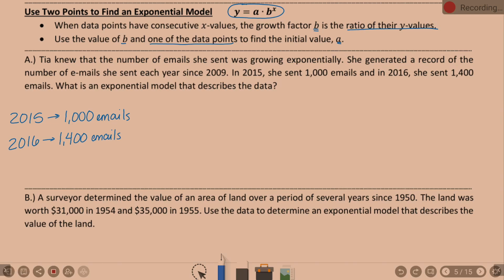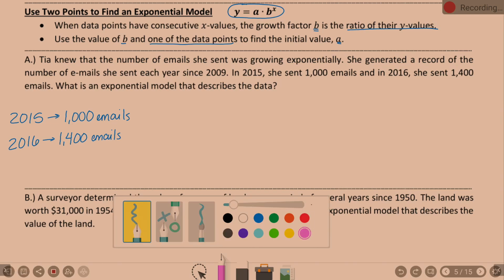Now, I want an ordered pair to represent this. You kind of see the ordered pairs creating themselves, yes? Except we're going to tweak it a little bit. In 2015, there's 1,000 emails. In 2016, there's 1,400 emails. However, we're not going to use 2015 and 2016. What's our reference? What's our year zero, so to speak? 2009.